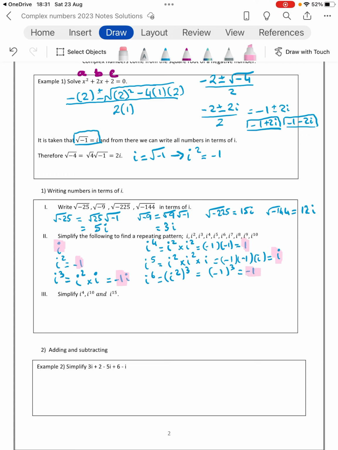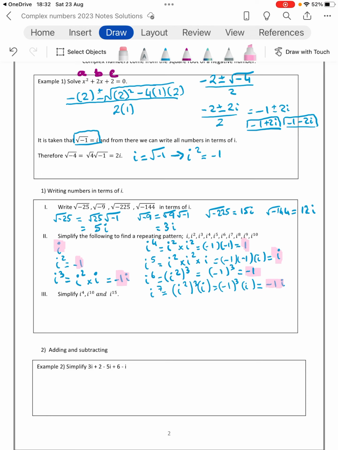There's our 6th part. I to the power of 7 then is going to be I to the power of 6, which is I squared to the power of 3, and I have an extra I after it. So really, it's going to just be minus 1 cubed multiplied by I, and that's going to give me a minus I. Now, if you look at the pattern that we have so far, we have I, minus 1, minus I, and 1. And then we have I, minus 1 and minus I.